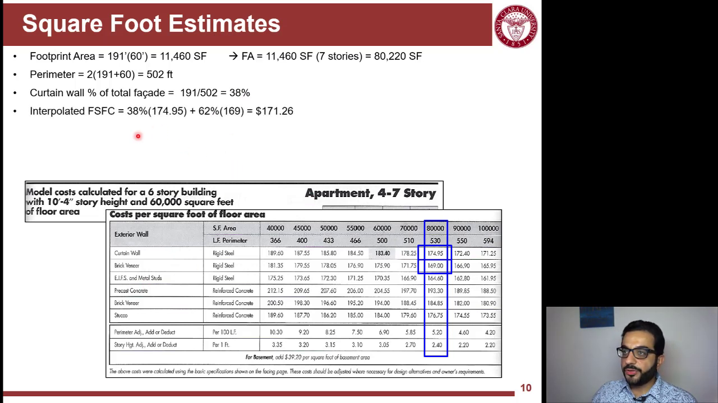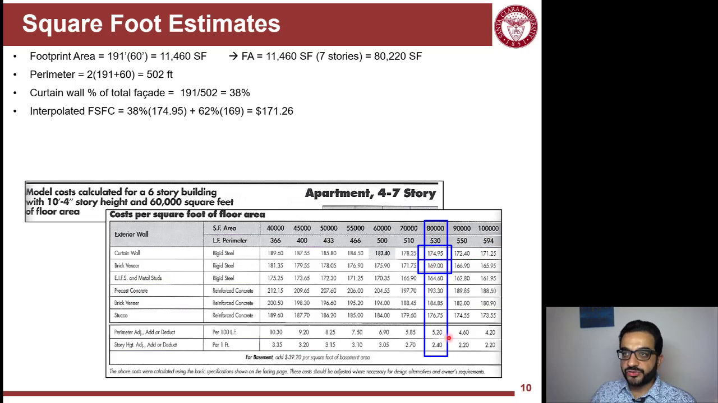So now, 38% times the square foot cost related to curtain wall plus 62% times the $169, you end up with a weighted average of $172.3 per square foot. So now I interpolate between curtain wall and brick veneer using a weighted average calculation.